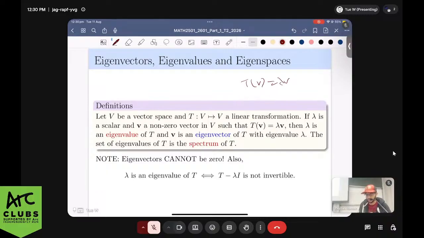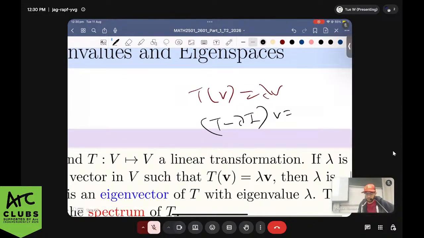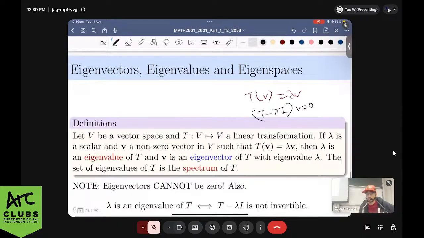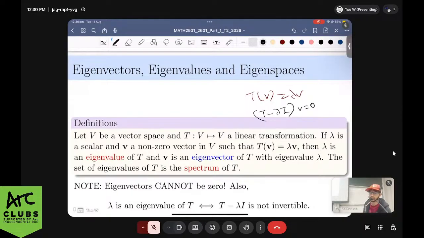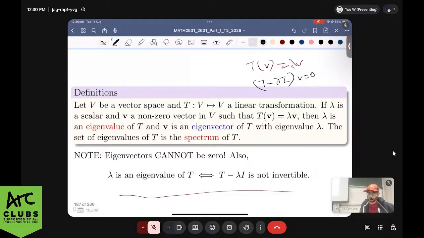A useful characterization is this thing here. Lambda is an eigenvalue if and only if T minus lambda I is not invertible. The reason is that (T minus lambda I)v equals 0 if you rearrange this, and v is assumed to be non-zero, meaning you have a non-trivial kernel, so it's not invertible, not injective. Because the dimensions of the domain and codomain are the same, that's equivalent. So this is actually a pretty useful characterization of eigenvalues.